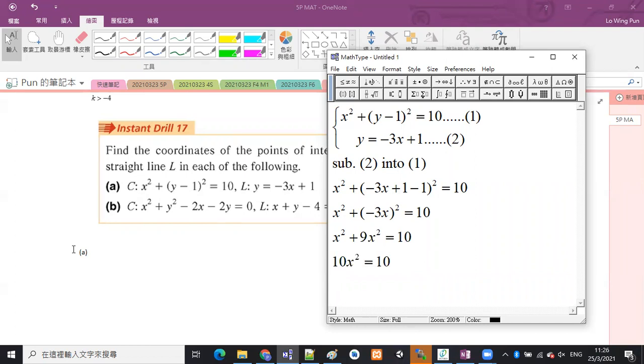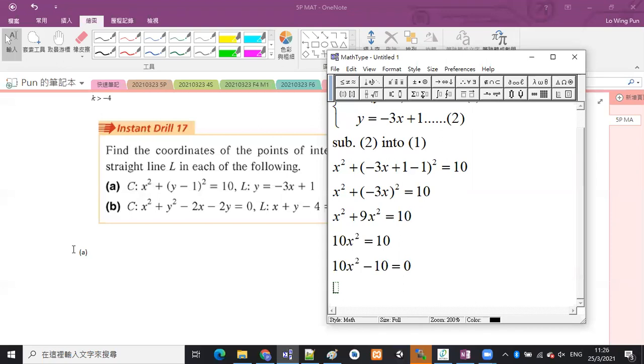Maybe I do this. Subtract the 10 to the left hand side. 10x squared minus 10 equals 0. And this is a simple quadratic equation already. You need to make sure the right hand side is 0. Okay? And this is a simple quadratic equation.